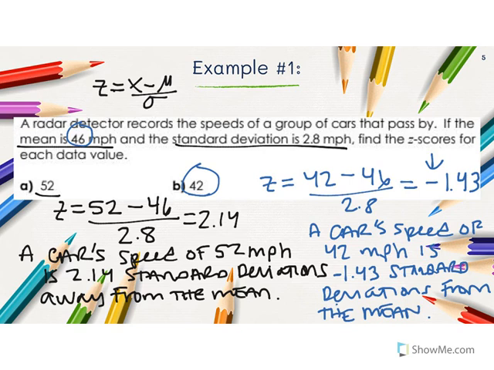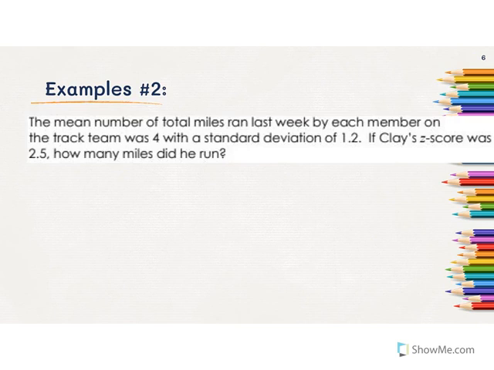An alternative sentence that I would like you to also write down is that a car's speed of 42 miles per hour is 1.43 standard deviations below the mean. There I did not use the negative sign. I just stated below instead. So you can use your sentence either way. If you choose not to use the negative sign, you need to state that it's below the mean. Just like our first example, you can say that it is 2.14 standard deviations above the mean. So either sentence works.